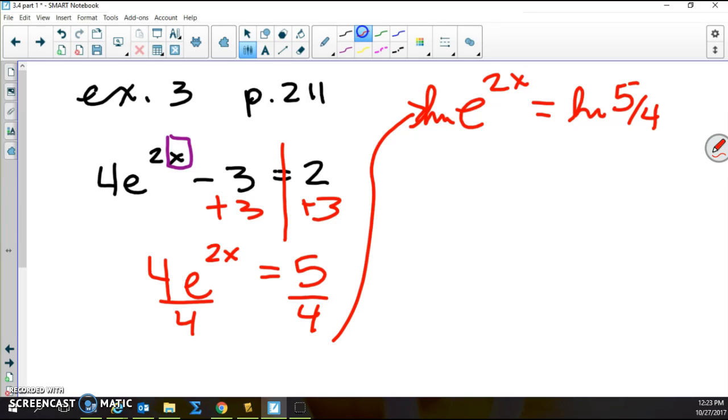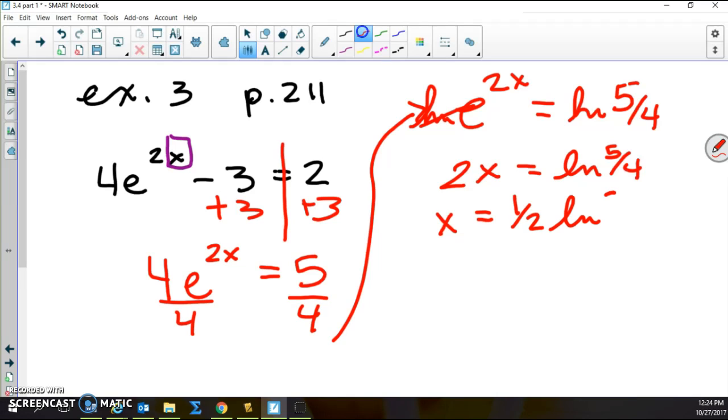So the natural log of e cancels. We're left with 2x on the left and the natural log of 5/4 on the right. And we know that we just want x. We're going to take both sides and divide by 2 or multiply by 1/2, natural log 5/4, and we can then use our calculator to come up with that approximation, 0.11. Go ahead and try problem number 61 and come back here for the solution.